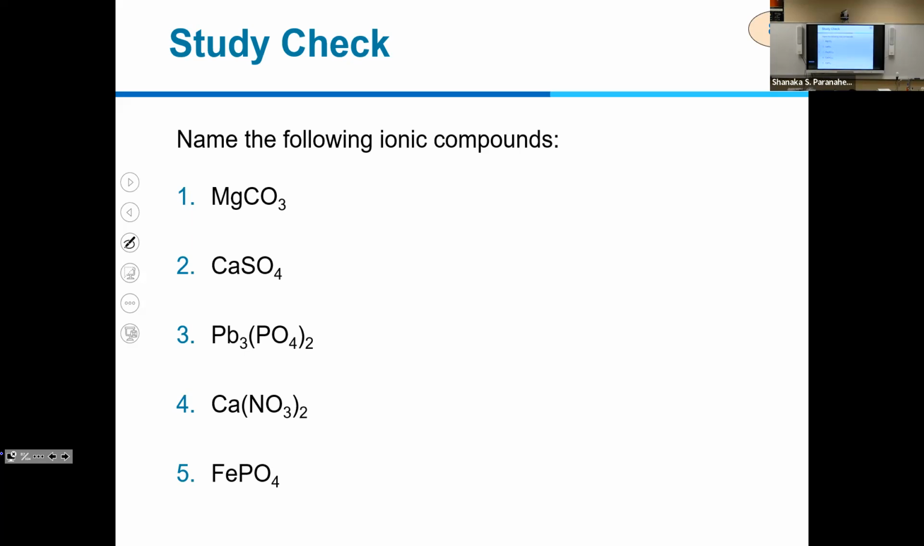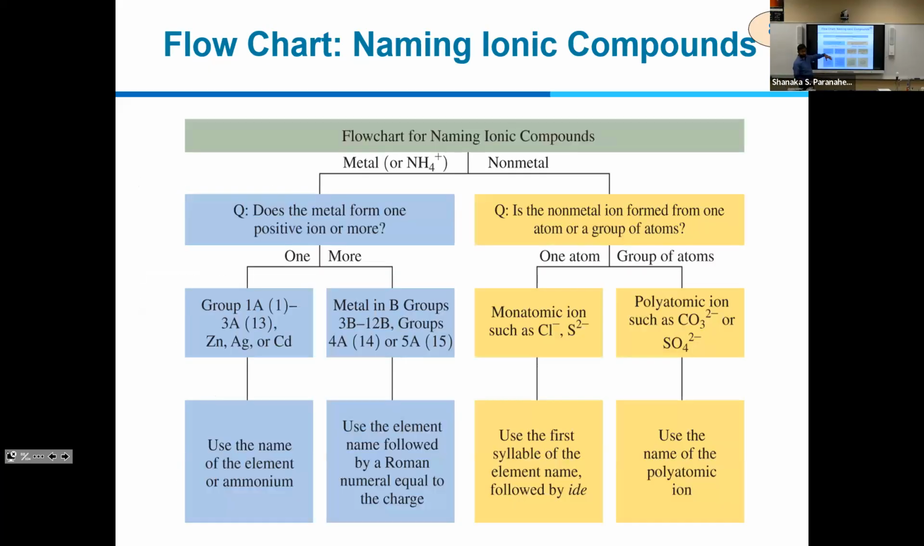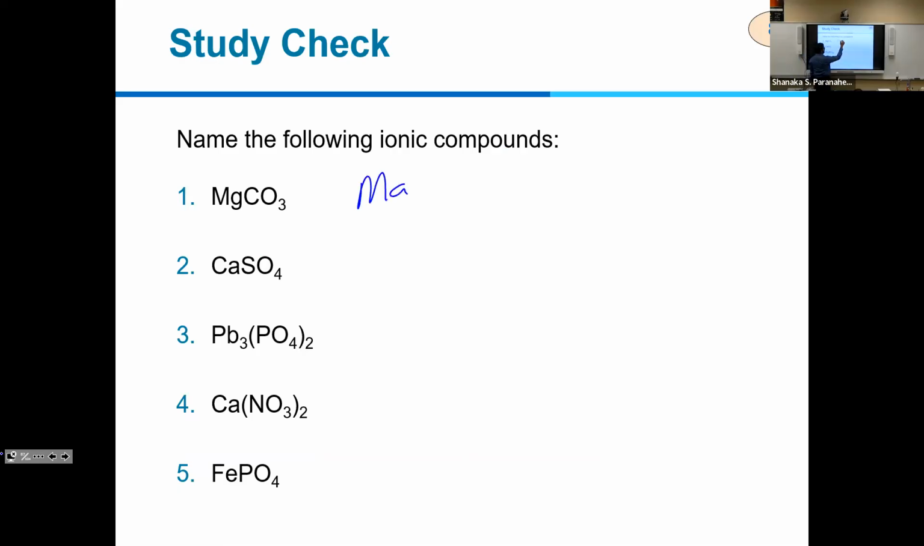What is the name of the first compound? Magnesium carbonate. Okay, so try to follow this flow chart because you will get this one. This flow chart is the exam. Let's start from a metal. Metal belongs to group 1 to group 3A, or one of those 3. Use the name of the element or ammonia. So if it's a metal, use the name of the element. If not, the other one is ammonia. So this is a metal. It's magnesium.